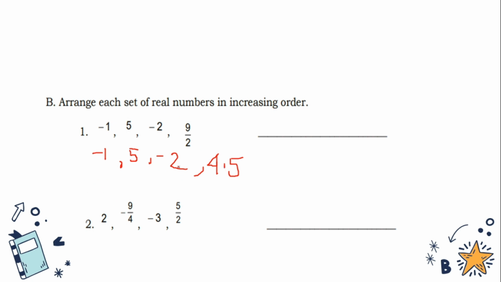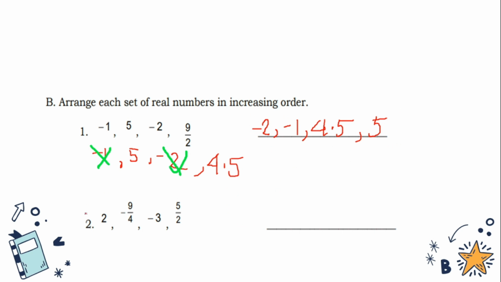Pinakamaliit dito ay negative 2. Ang sumunod sa kanya, eliminate na si negative 2. Ang next na maliit sa kanilang tatlo na binigay is negative 1. Then after that, eliminate na si negative 1. 5 and 4.5. Ano yung mas maliit? Yung 4.5. Next is, syempre last, we have 5. Okay, this is increasing order. Pinakamaliit yung negative 2, pinakamalaki si positive 5.